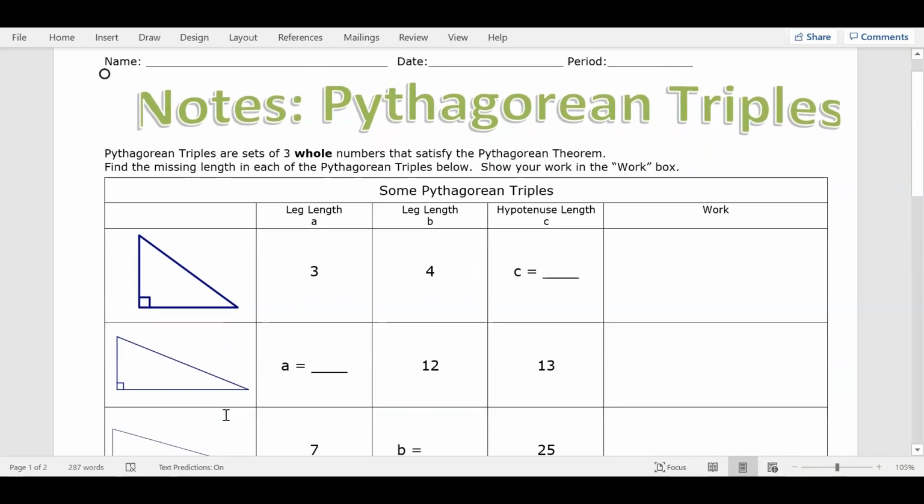It says a Pythagorean triple. Pythagorean triples are sets of 3 what kind of numbers? Whole, meaning not a decimal, not a fraction, not a square root. Regular numbers, okay? So if I can get 3 regular numbers to make a right triangle in the Pythagorean theorem, that's a triple. Triples are nice and neat, okay? So we want to find the missing length in each Pythagorean triple below. Show your work in the workbox.